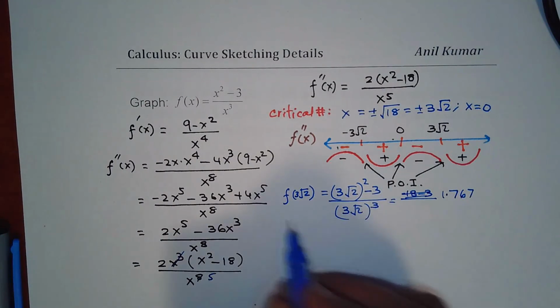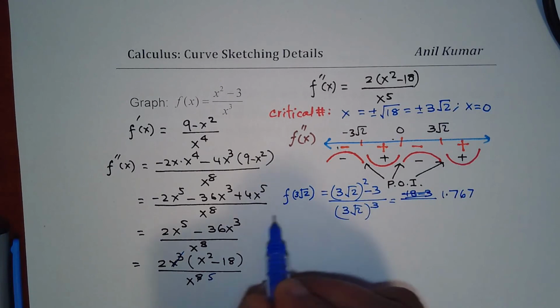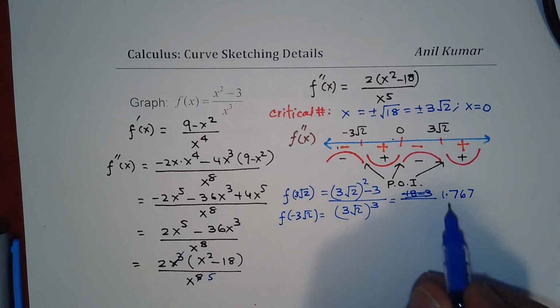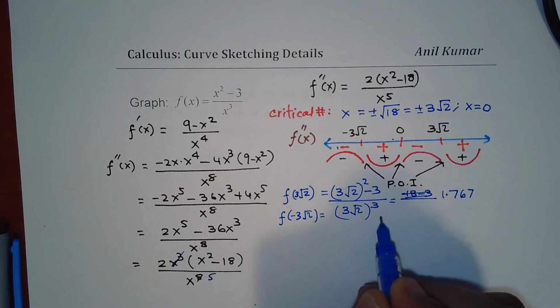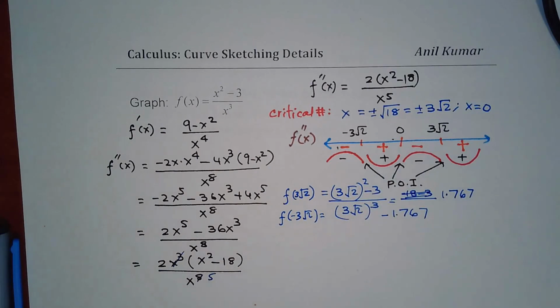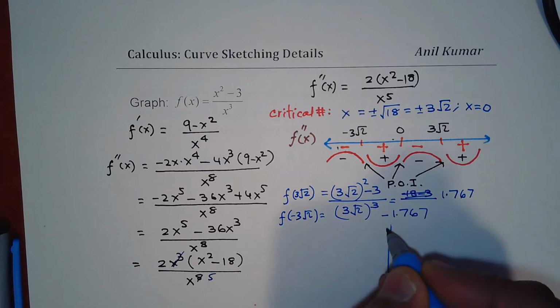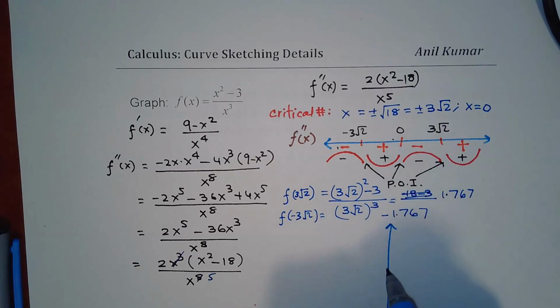Now we could actually also find the value for minus of this function. So f of minus 3 square root 2 will give us negative of this. So let me just write negative 1.767 because of the odd geometry, right? This value is negative here. Okay. Now, based on this, let us sketch the graph of the function. Okay. So all the information which we found so far is kind of like this.